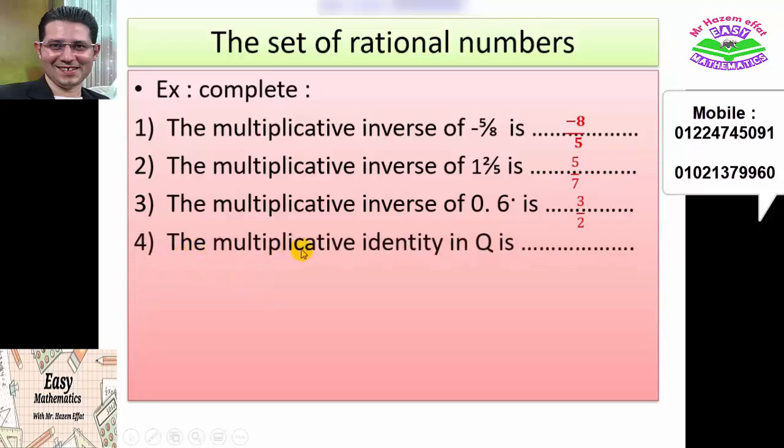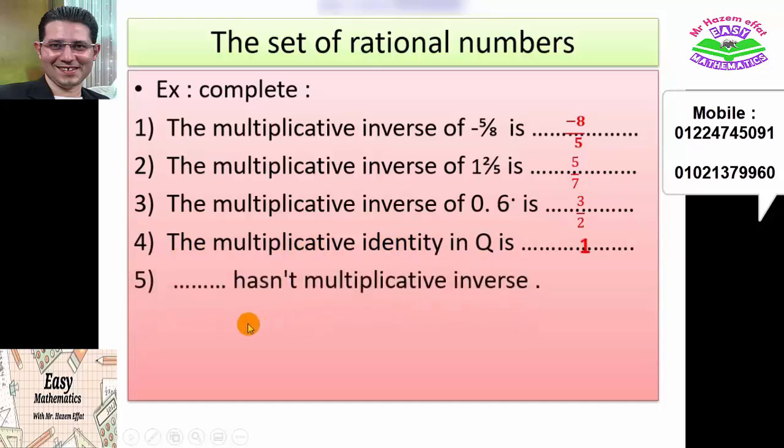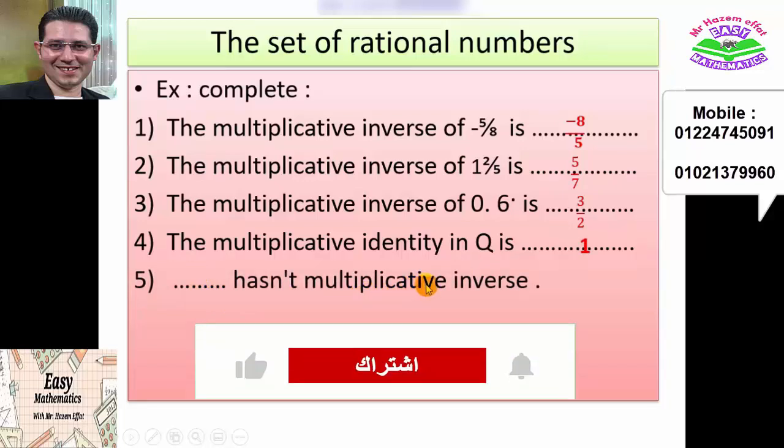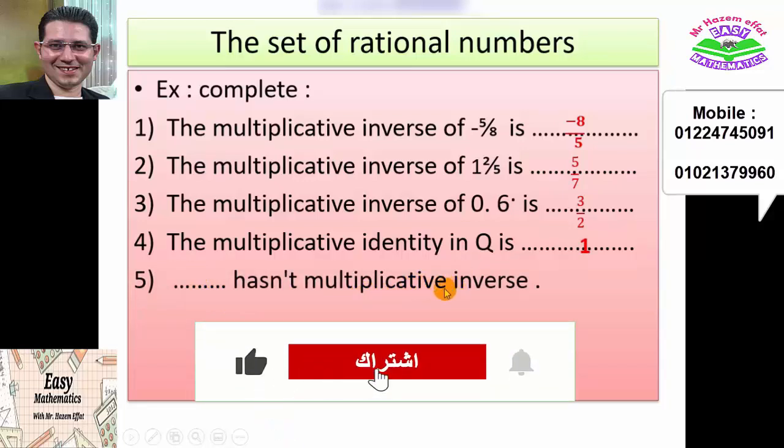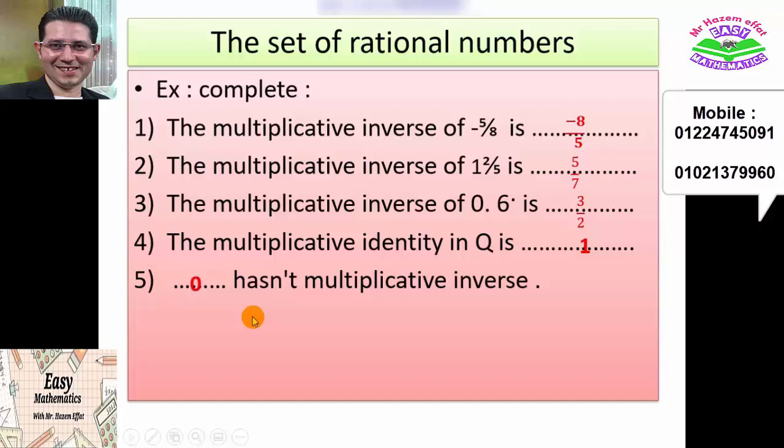Number 4, the multiplicative identity in Q. Yes, it will be equal 1. Number 5, what is the number that hasn't a multiplicative inverse? Yes, I think it will be 0. Because if we find the multiplicative inverse of 0, it will be 1/0. And 1/0 is called math error. Any number over 0 is math error.